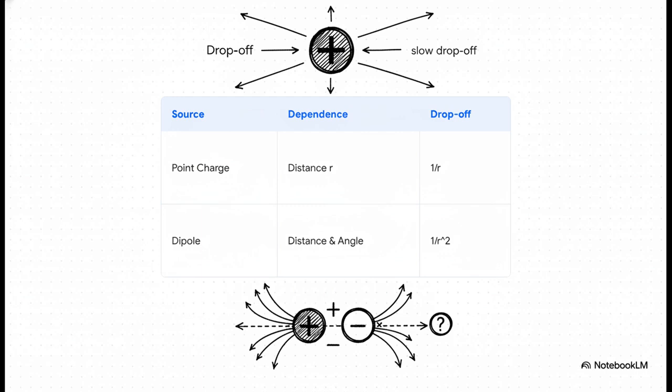And honestly, the coolest part is that for a dipole, your potential depends on the exact angle you approach it from. If you approach right along the equator exactly between the two charges, the potential is actually zero.